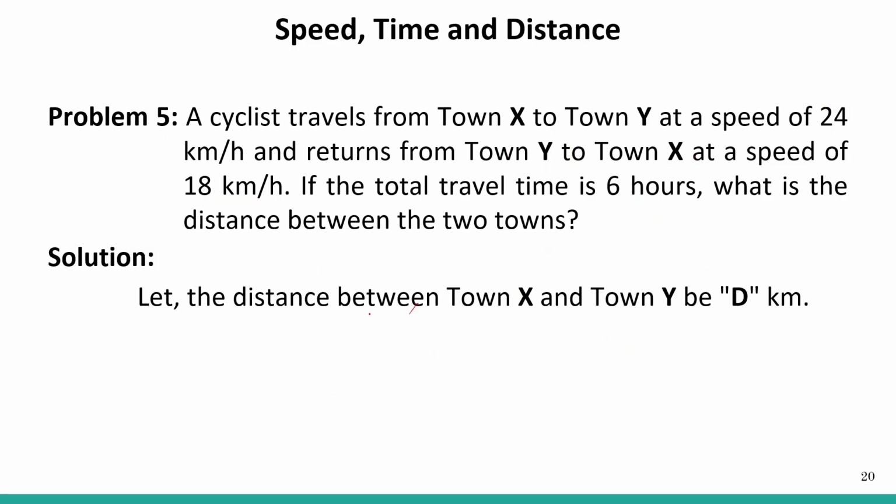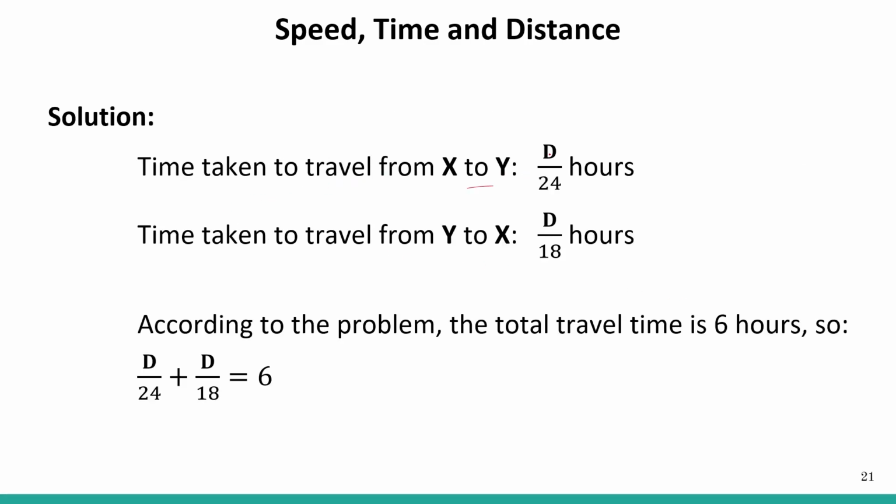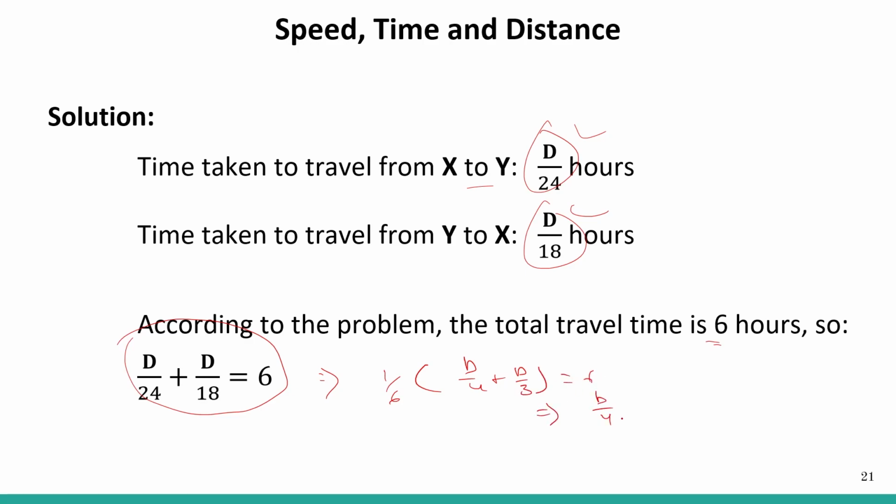Okay, so let the distance between town X and Y be d kilometers. So time taken to travel from X to Y is d by 24 hours. Time to travel from Y to X will be d by 18 hours. So according to the problem, the total travel time is 6 hours. So adding these two must be equal to 6. So let's take 1 by 6 common. So 1 by 6 into d by 4 plus d by 3 is equal to 6. So this implies that d by 4 plus d by 3 is equal to 36.